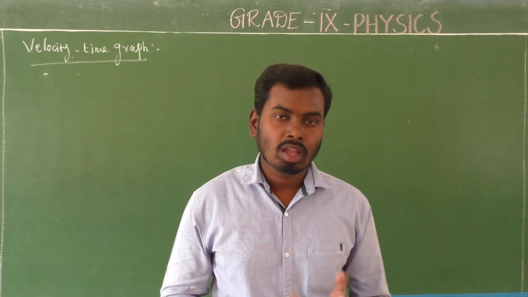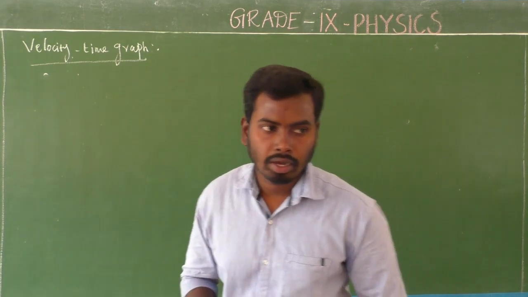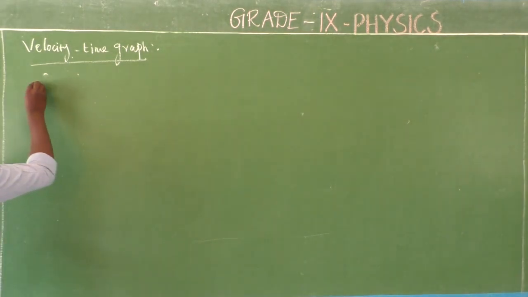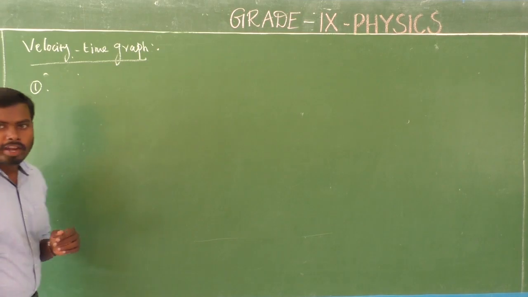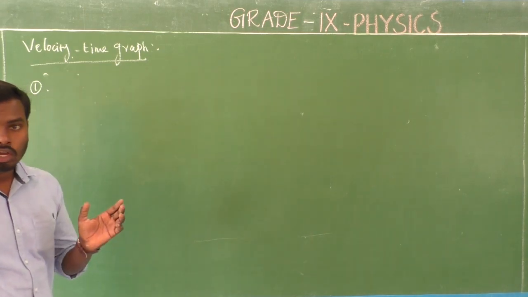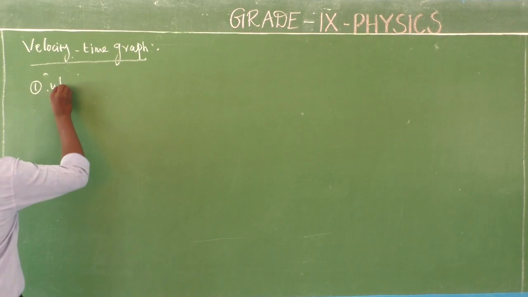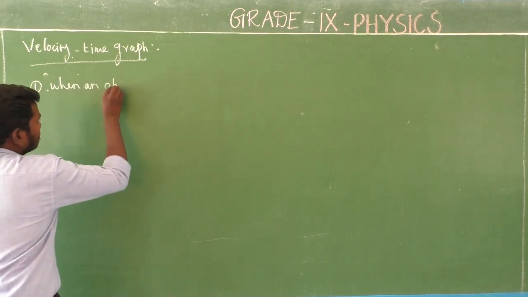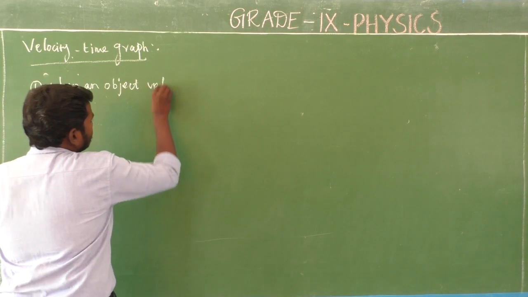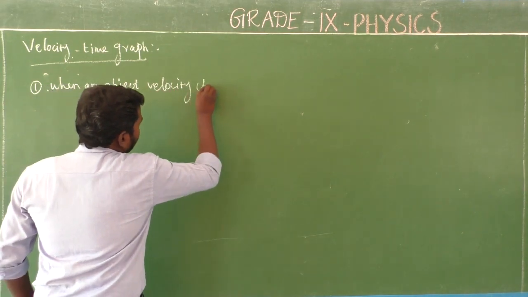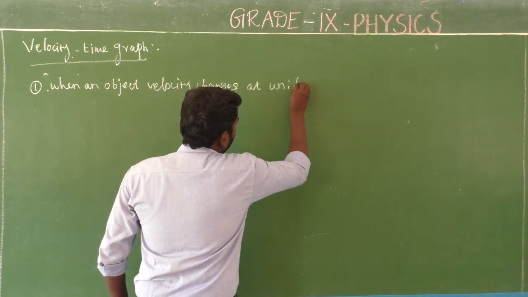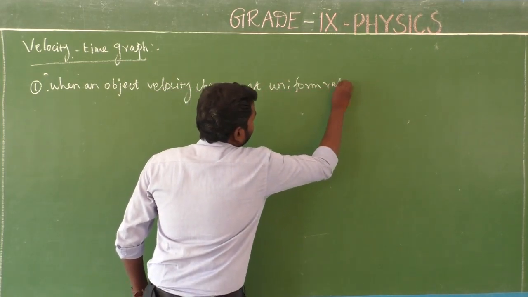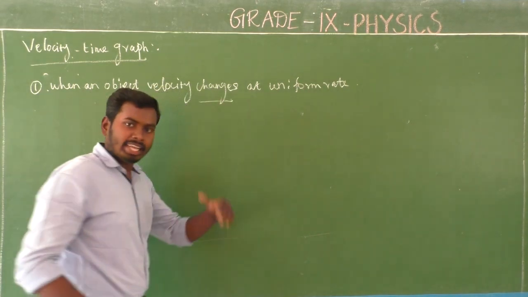I'll write here one by one. You look here. The first one: when an object's velocity changes at uniform rate. Here, change means nothing but that the velocity increases.